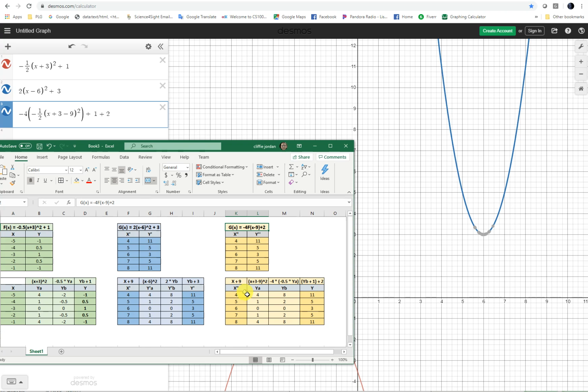So there you go. That's how you calculate points through a transformation from one function to another function. Okay. I hope that helps. Any questions, let me know.